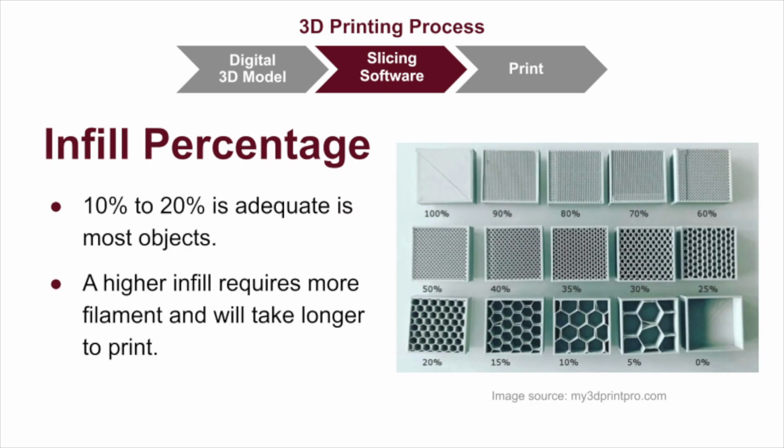Infill. Infill is the internal structure of your object. An infill of 0% will make your object hollow, while a higher infill percentage will make your object more solid. For most objects, 10 to 20% is adequate. Note that a higher infill percentage means your object will require more filament and will take longer to print.